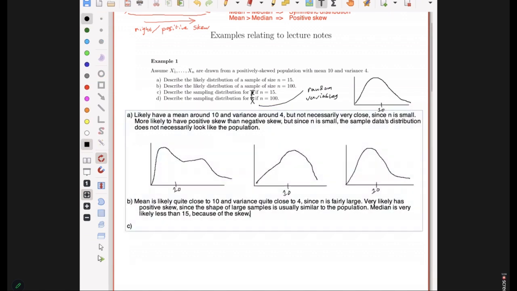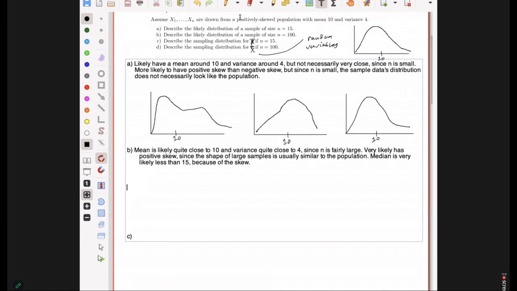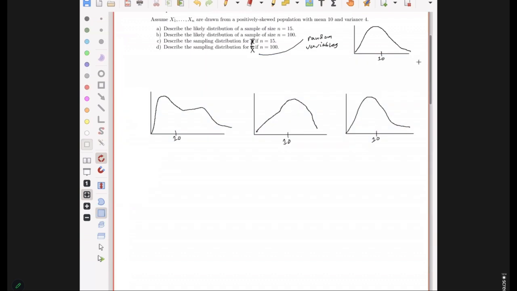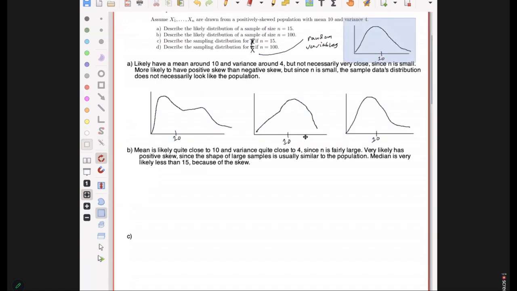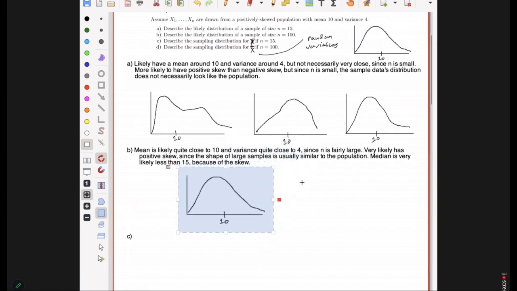With B though, since we had a larger sample, we can more reliably say that our sample is going to look like our population. So we can be pretty confident that it looks like this.